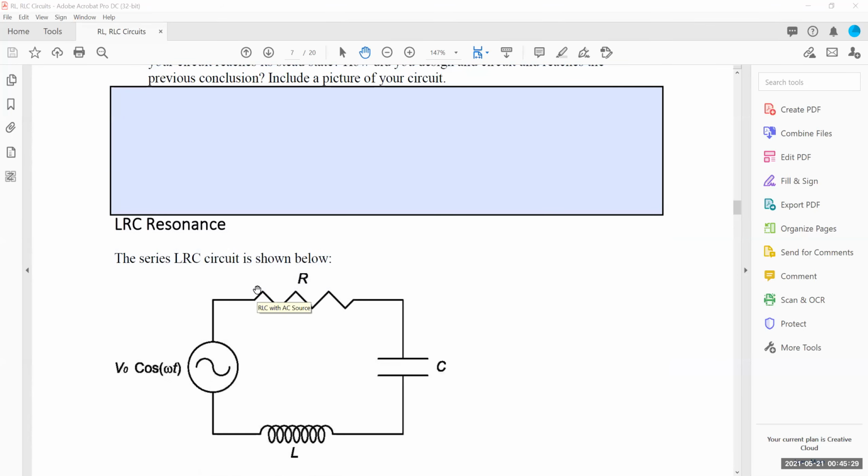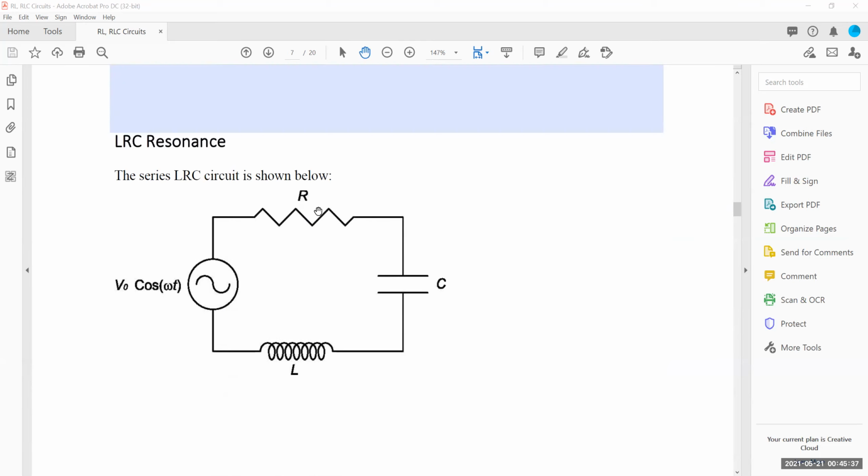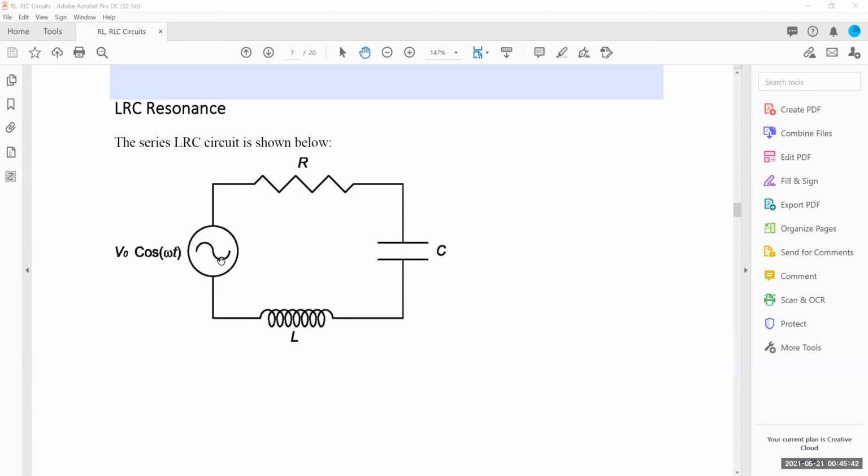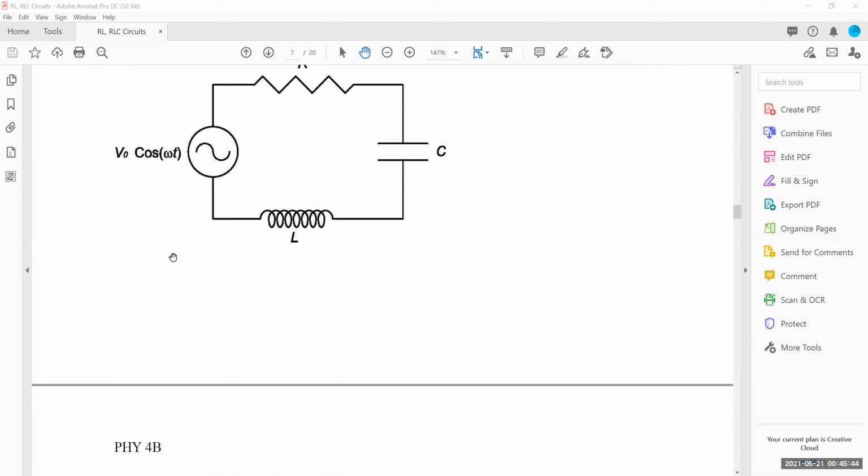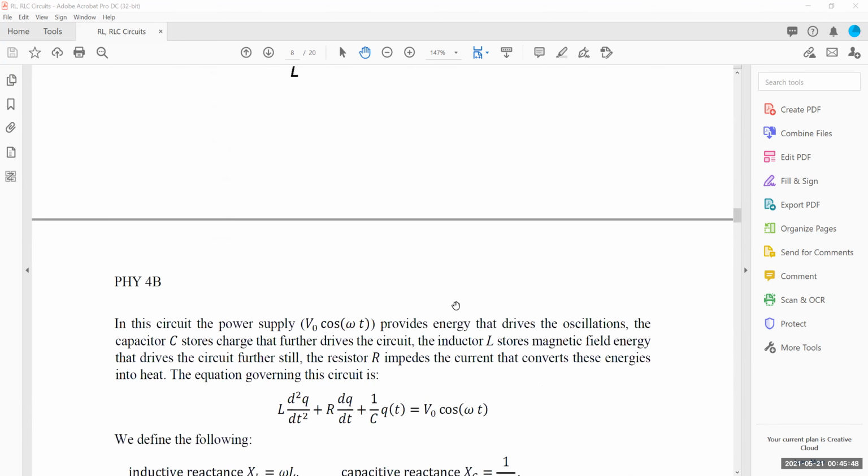And now we're doing the LRC resonance. Basically, the power supply is... I'm going to close the Java. We really don't need it anymore. This circuit, RLC, with the power supply that is V0 cosine omega t. So the Vmax in this case is V0, and the frequency of the circuit is omega, the driving force.